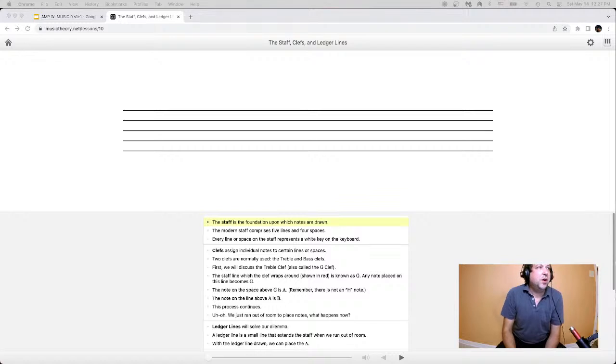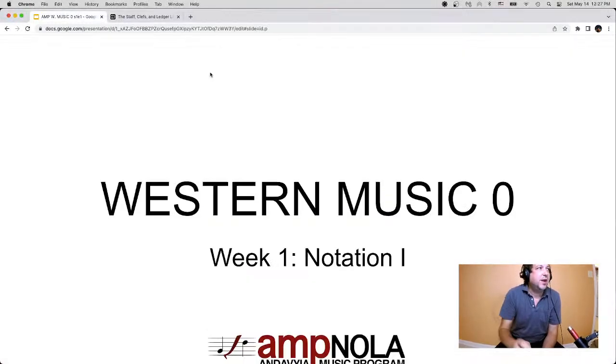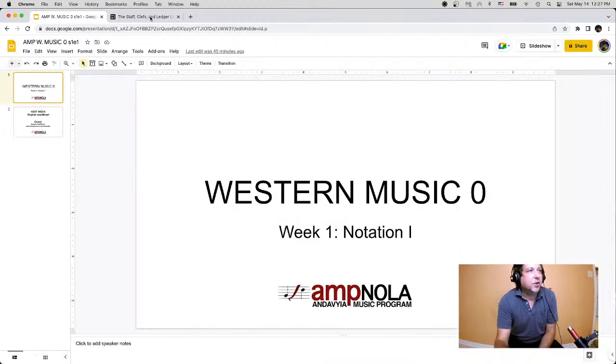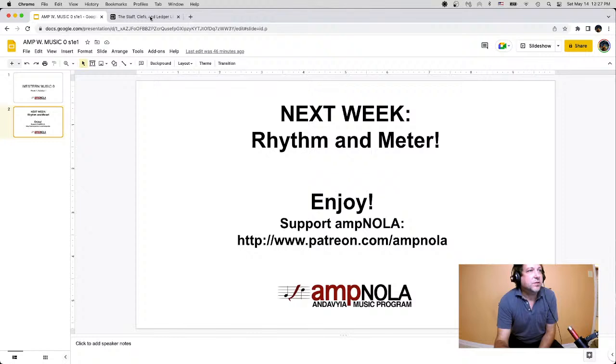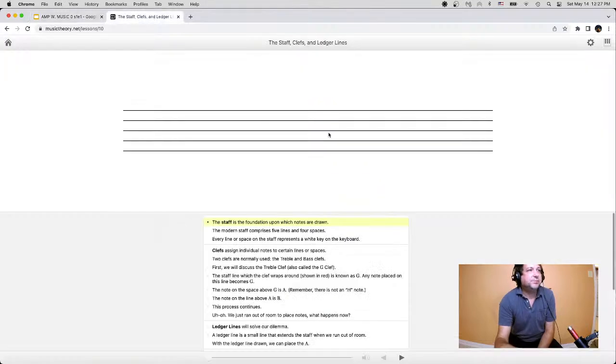So this is Unit 1. As I mentioned on this first slide, we're just going to go through basic notation. And that's it. We're going to start with the very, very basics. So this is the staff. It's got 5 lines on it. And this is basically the landscape for all of Western music writing and composition.